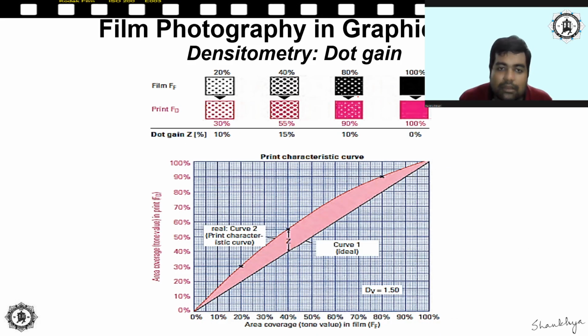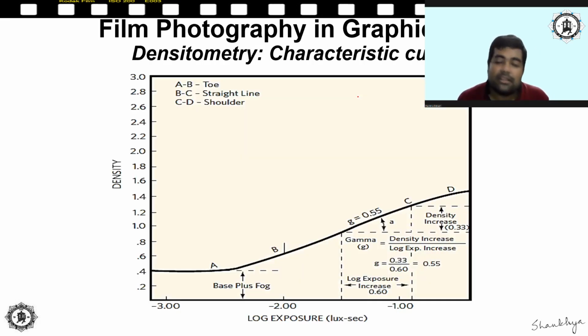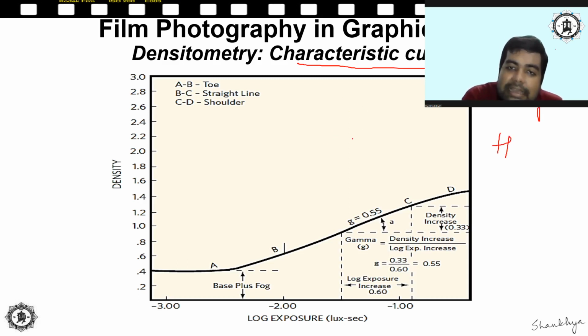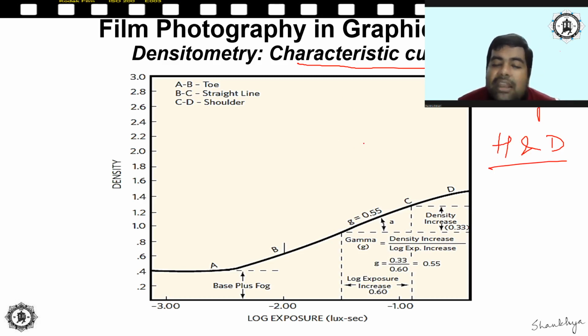Alright. So I will not talk about this right now, but I will talk about this. This is another very important concept. This curve that you see in front of you is known as the characteristic curve of film, right? This is also known as the D log E curve, the H and D curve, Hurter and Driffield curve. Hurter and Driffield are the two scientists who worked on this. Because of their work, this got their name.